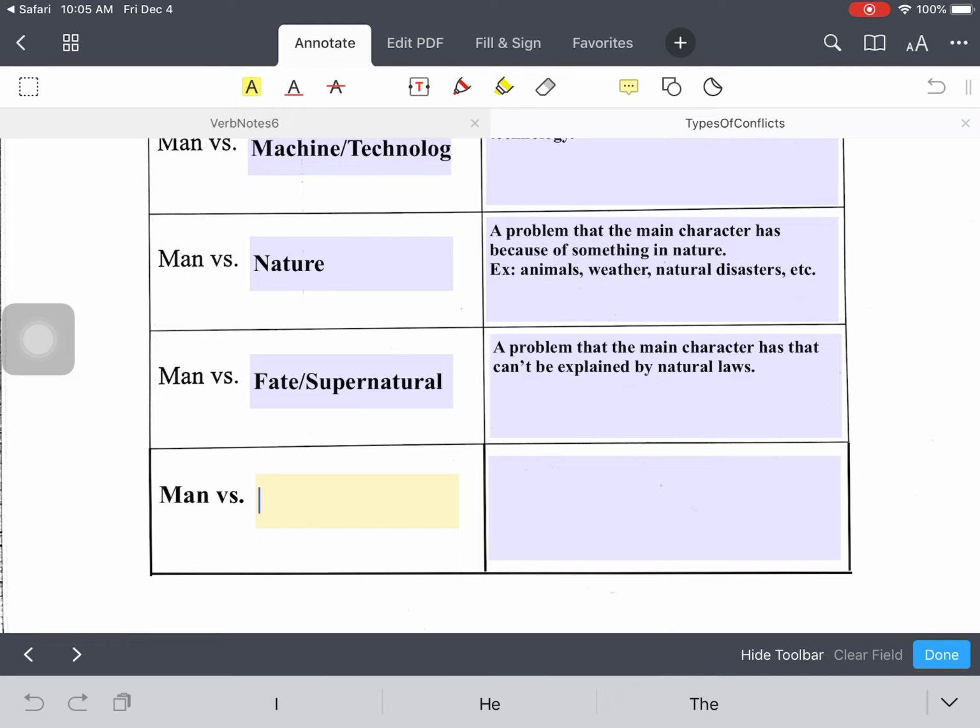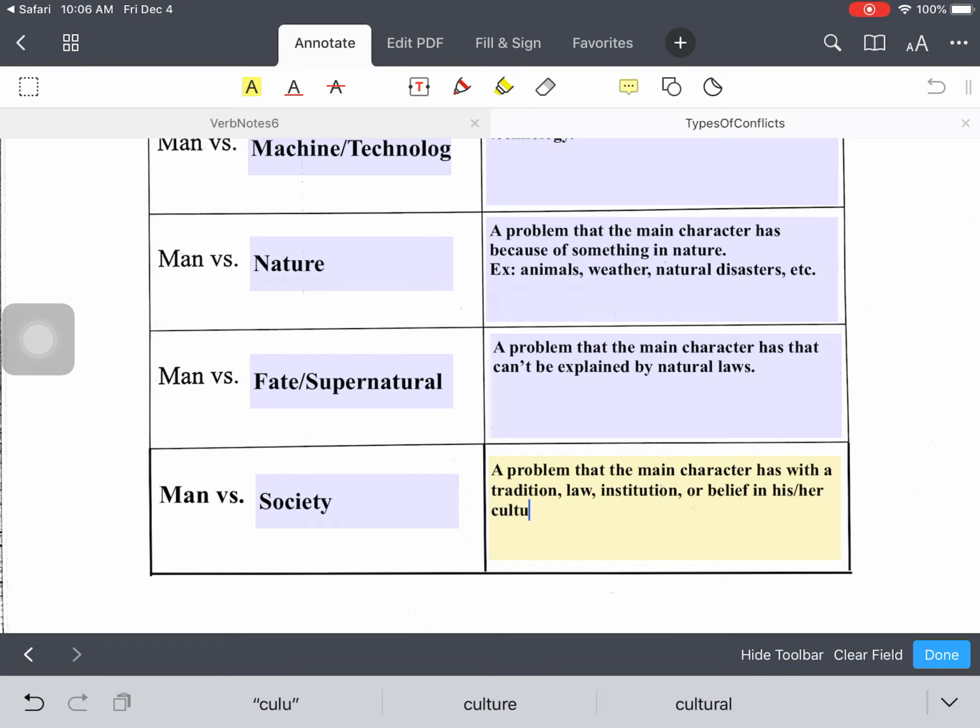And the last one is man versus society. I spelled that wrong. There we go. Man versus society. So that's a problem that the main character has with a tradition, law, institution, or belief in his or her culture.